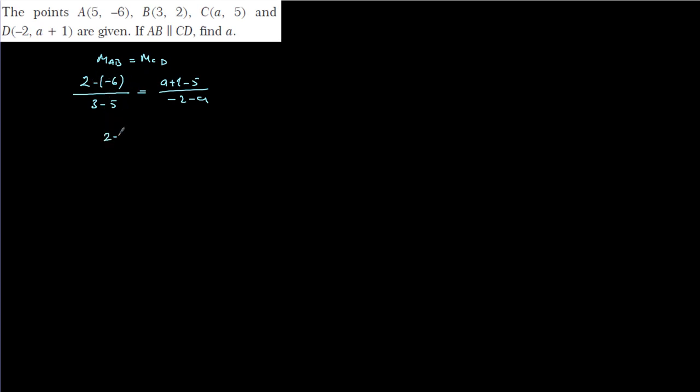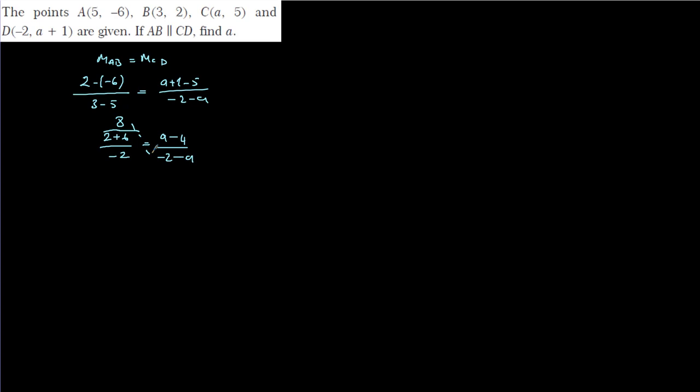2 plus 6 divided by minus 2 is equal to a plus 2 minus 5, that is a minus 3, divided by minus 2 minus a. So this part is going to be equal to 8 here, not a. Let me write 8 here.